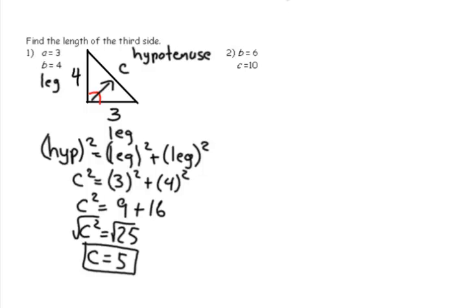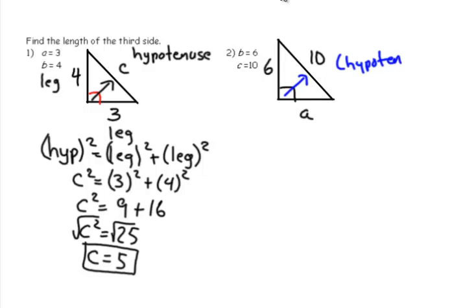Now we have number 2. Again, we have a right triangle. So we're going to draw a picture, the right angle. This time, however, we know 10, that's the long side. This is 6, and let's call that A. And here again, let's just kind of go through our progression. We're looking at our hypotenuse. What are the other two sides called? That's right, they're legs. So we have a leg and a leg.